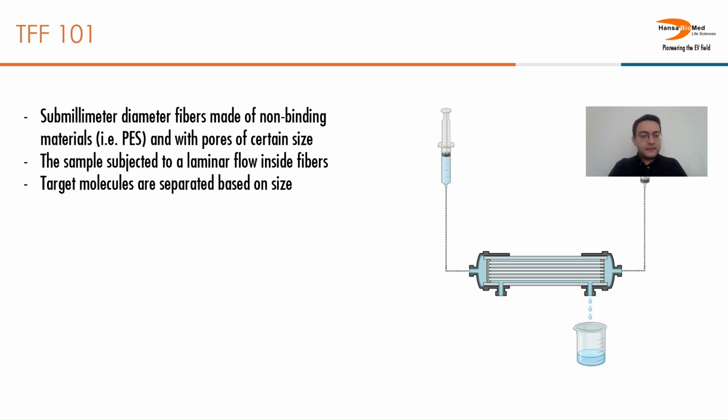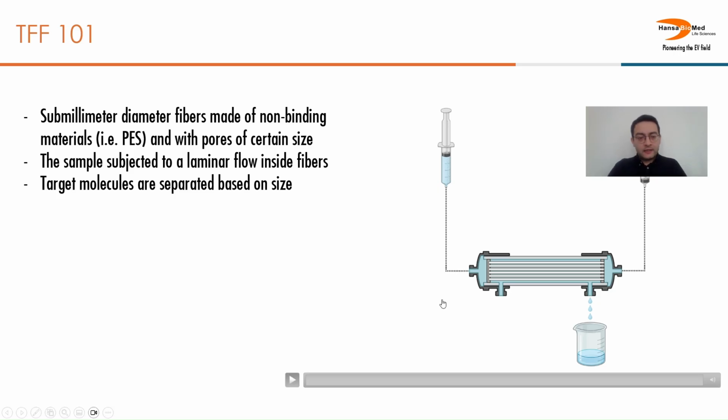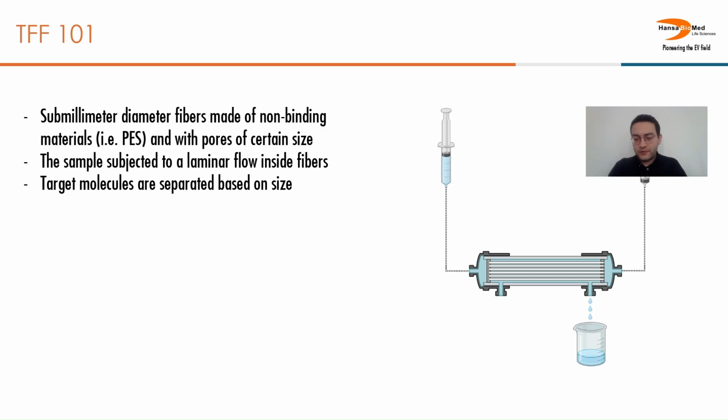To give a bit more details, this method is based on sub-millimeter diameter fibers, as you can see again in this schematic view. Sub-millimeter diameter fibers made of non-binding materials such as polyether sulfone, polysulfone, or regenerated cellulose. And all these fibers have a certain pore size which determines the cutoff of filtration. Let's say if the pore size is 50 nanometer, particles smaller than 50 nanometer are filtrated out, whereas those larger are retained inside. So it is a size-based filtration method.